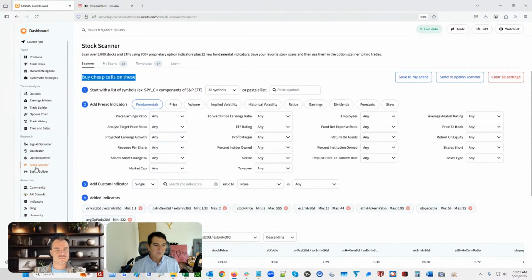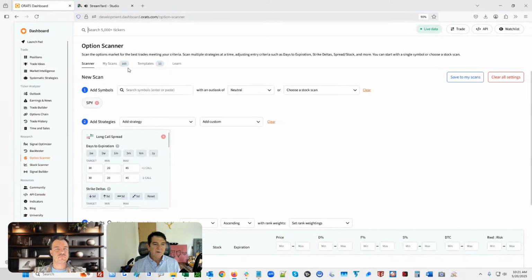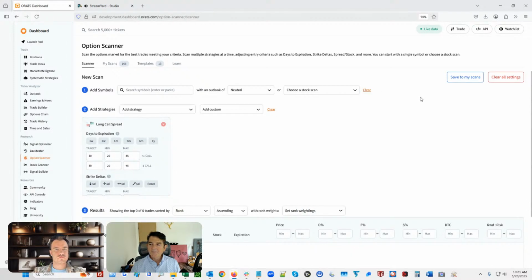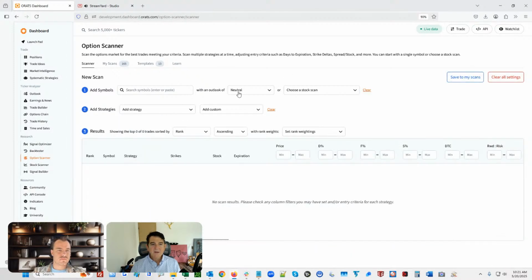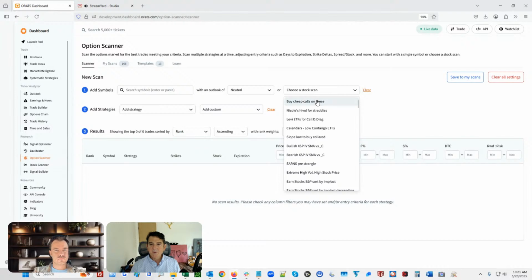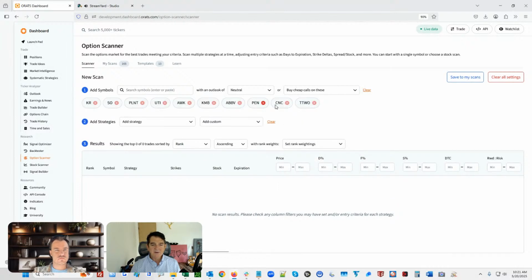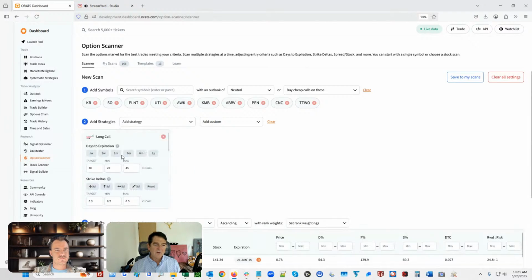So we're going to go over to the option scanner. I'm going to clear out everything, clear all settings, and I'm going to choose a stock scan when we're adding symbols. So 1, 2, 3, it's 1, add symbols. Which symbols? Buy cheap calls on these, and they're the same ones. What strategy? Well, we want to buy a long call.